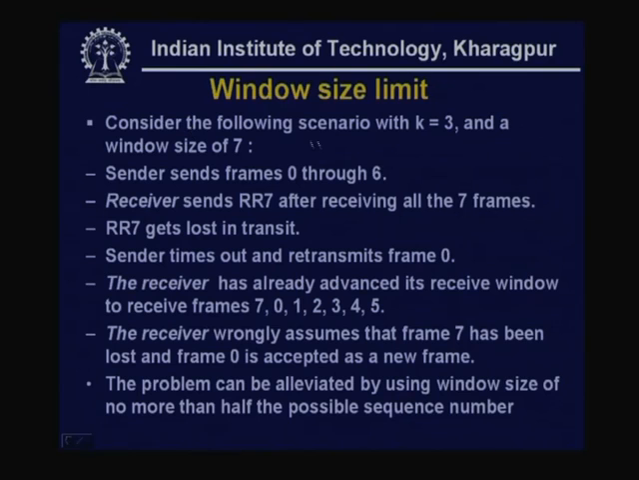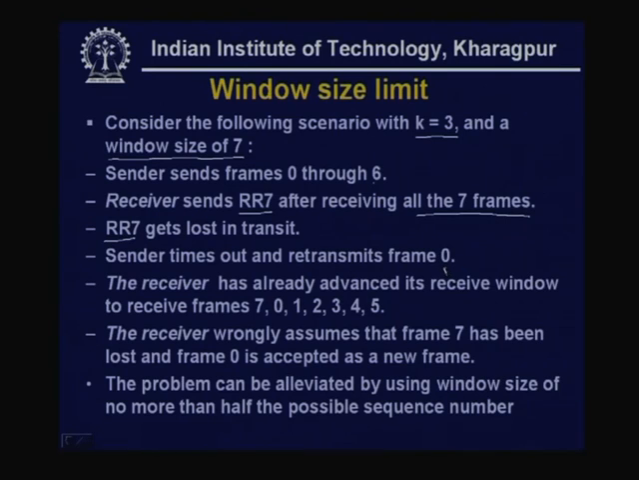Let us consider the following scenario in case of selective repeat ARQ, assuming k is equal to 3, and let us assume the window size is the same as go back N ARQ. Now, the sender sends frames starting from 0 to 6, one after the other. Receiver sends receive request 7, that means after receiving 6 it will send RR7 after receiving all 7 frames. Unfortunately, RR7 gets lost in transit. The sender times out and retransmits frame 0.